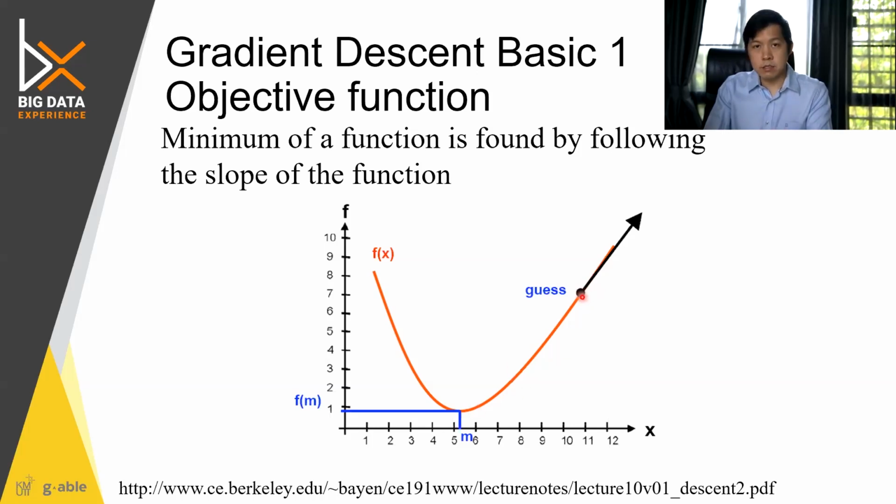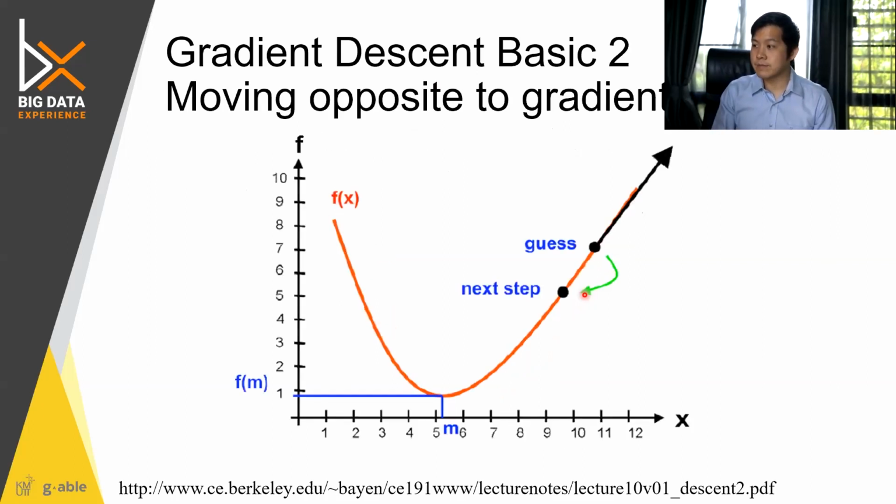So if at this point we find that the gradient goes up, that means when you increase the value of x, f(x) would go up. Then what would we do? We would go in the opposite direction of the gradient. So the next step would be in the opposite direction of the gradient.